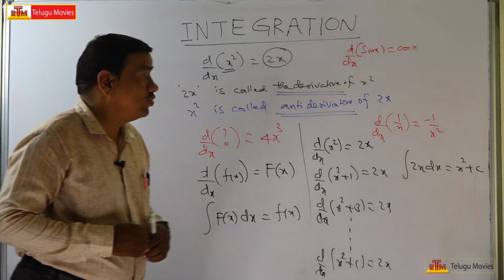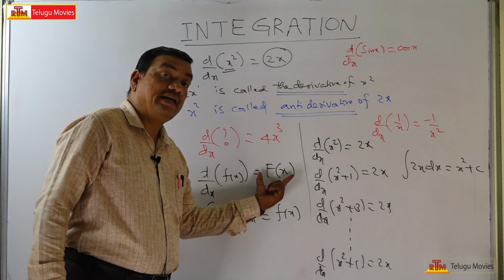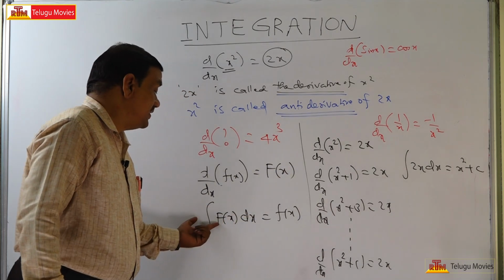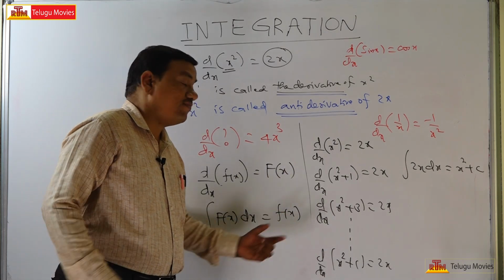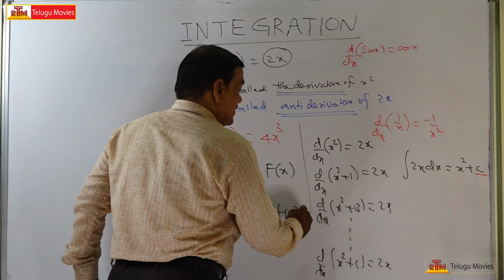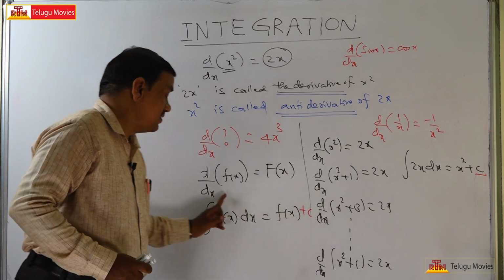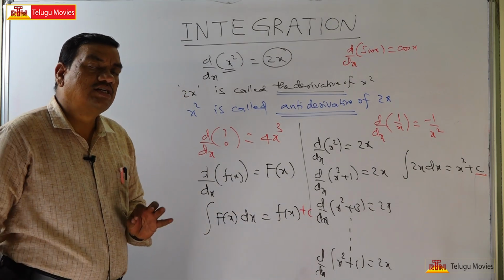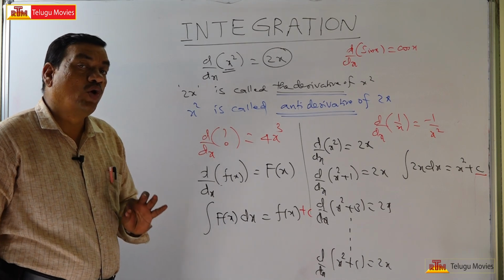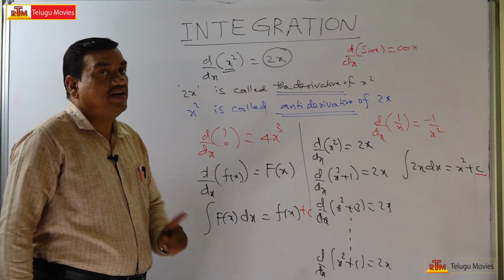The integral of 2x dx is equal to, as per the notation, the integral of f of x dx is equal to small f of x. Then what do we have to write down? A constant of integration. Understand? In this symbol, each letter has its own meaning and its own terminology. I will explain each and every terminology. Let us see that.